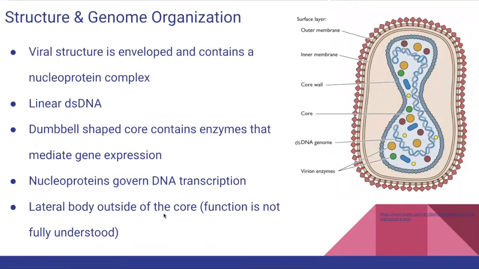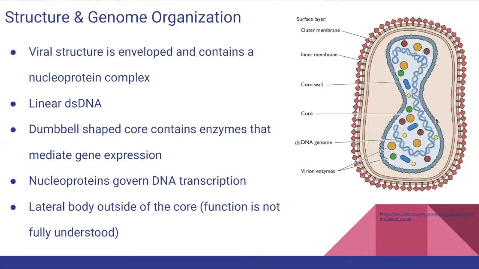Structure and genome organization of smallpox. So as we can see here, the viral structure of smallpox is enveloped with a double layered membrane, and this basically embeds a nuclear protein complex, which we can see right here. The genome contains a linear double-stranded DNA, and the core of the virus, which is right here, is dumbbell shaped. So that usually has enzymes that can mediate gene expression. Nuclear proteins are also found in the core, and those are responsible for governing DNA transcription.